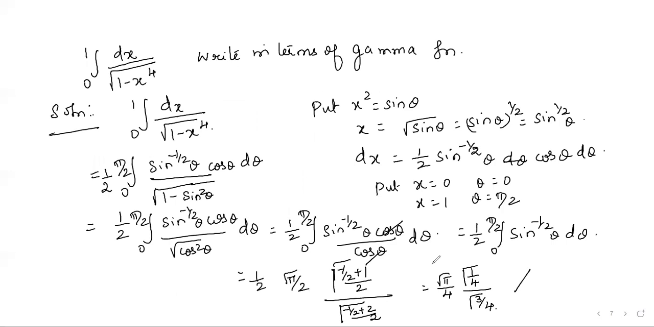So here I can write down, using integral 0 to pi by 2 sine power nx dx is equal to gamma of n plus 1 by 2 divided by gamma of n plus 2 by 2 into root pi by 2. So the same thing I applied here. Hope you understood this.